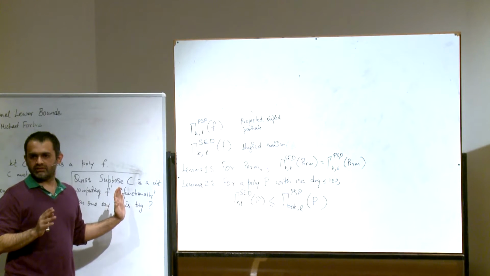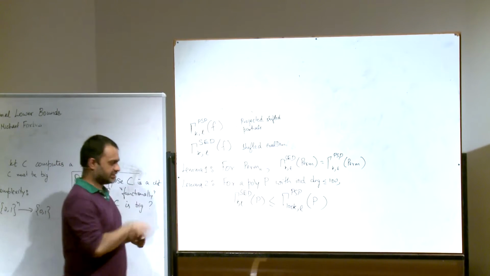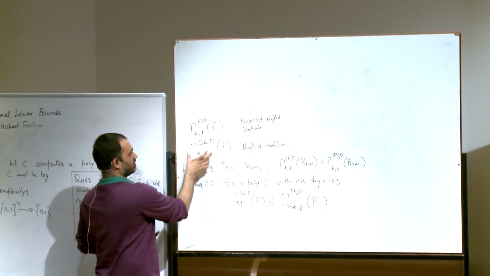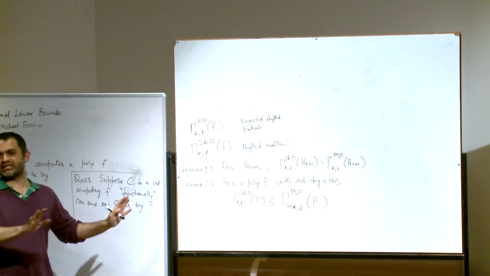So that's where you need the degree to be constant, right? Yes, this is where I would need the degree to be constant. It is just to relate the proxy measure to the syntactic measure that we have been dealing with.